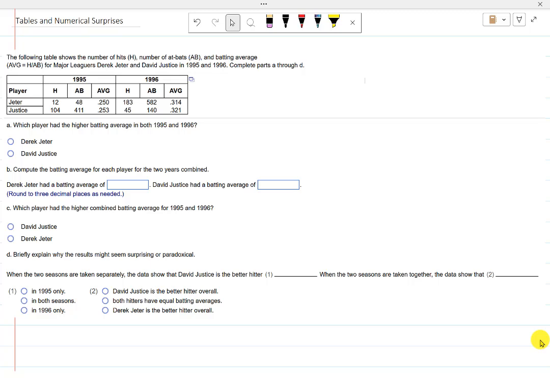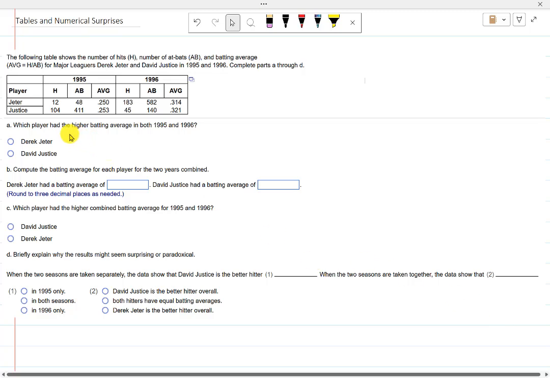So this first example tells us the table shows the number of hits and the number of bats between Derek Jeter and David Justice for 1995 and 1996. The questions are going to ask you to analyze the information in the table. So let's take a look at this first one here.